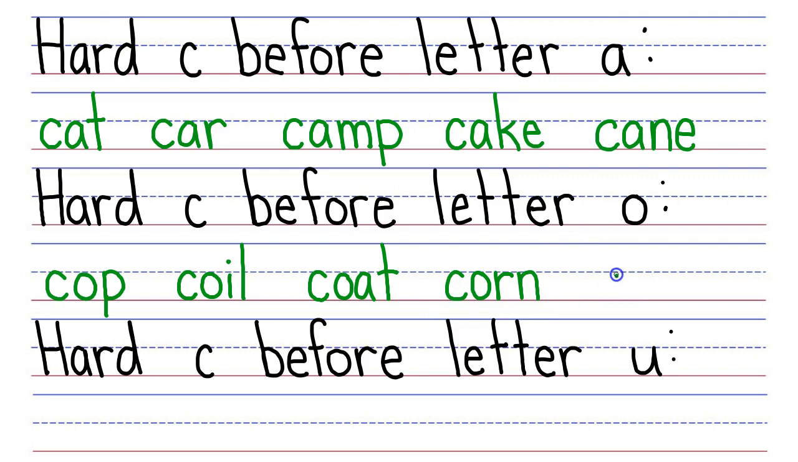Next word, cove. We've got the letter C that makes the hard C sound, k, because it comes before the letter O. That makes a long O sound, O, because the word ends with a silent final E. And then, of course, the V says v. K, O, v. Say it together fast. Cove.